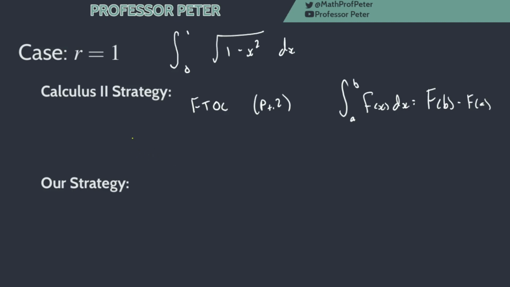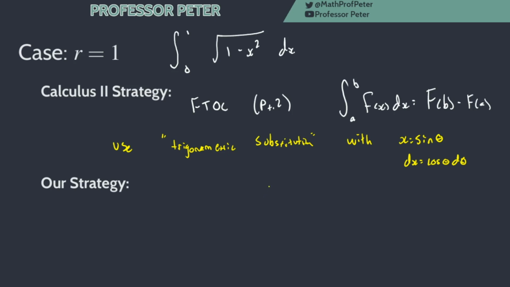And to find the antiderivative, we would use trigonometric substitution, where specifically what we would use is x equals sine theta and dx equals cosine theta d theta. So this is a classic Calc 2 problem to do.